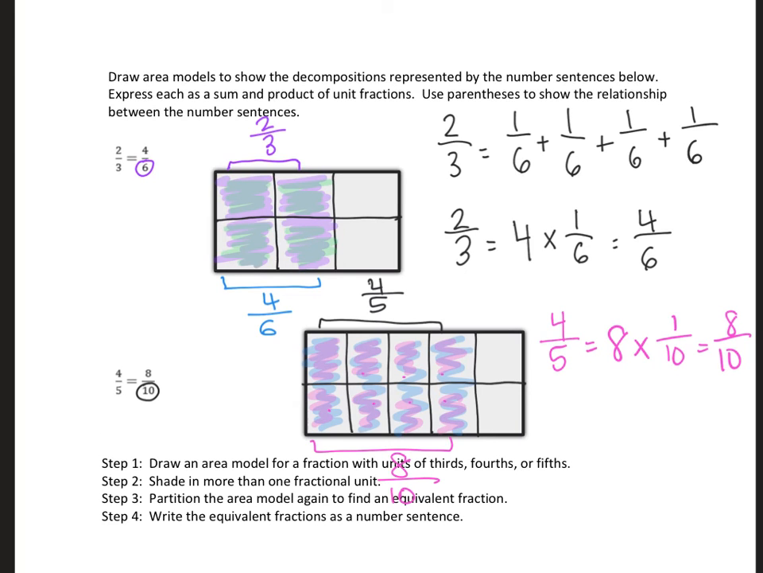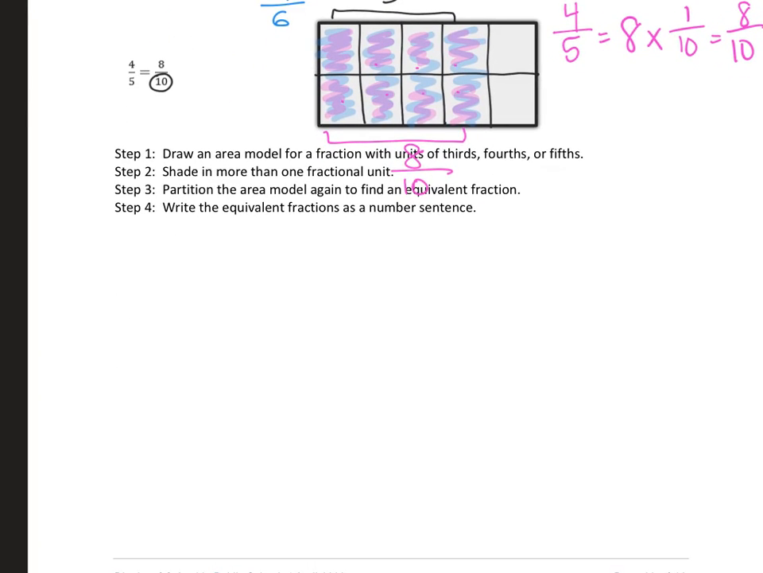Okay. Now, on this next problem, you have a little more freedom on what you would like to do. I'm going to erase this so that it doesn't get in the way. So it says, step 1, draw an area model for a fraction with units of thirds, fourths, or fifths. So you can pick, okay? Then you have to shade in more than one fractional unit, right? So you have to have 2/3 or 2/4 or 2/5. You have to have at least 2, so there has to be more than one. Or 3/3, 3/4, 3/5. And then it wants you to find the equivalent fraction.